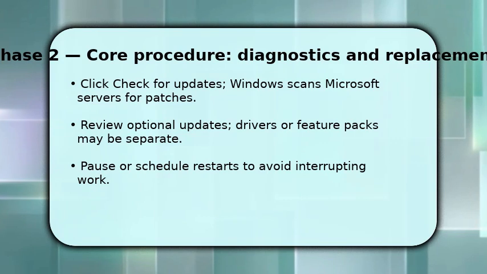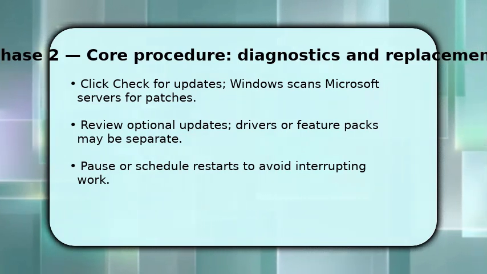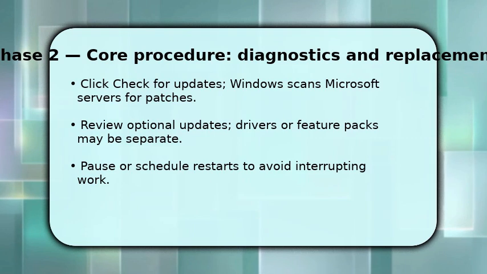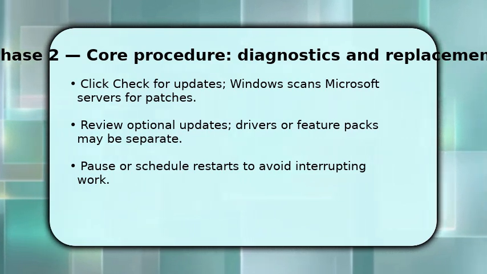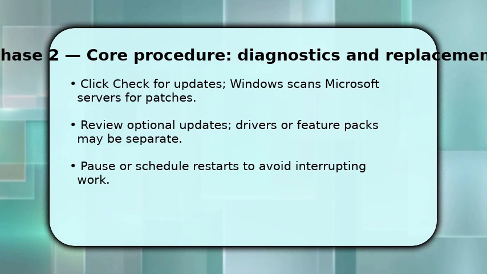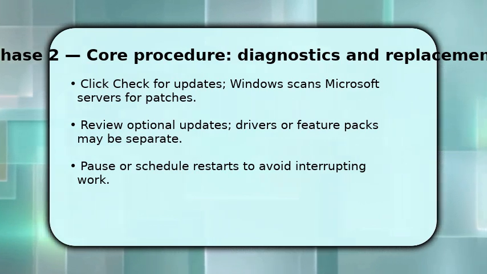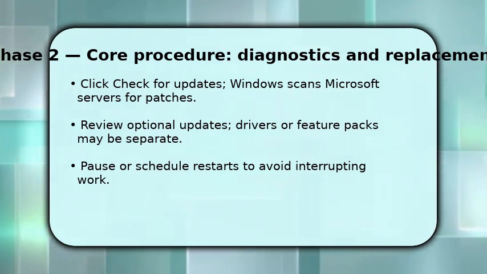Click Check for updates to trigger a scan. Windows contacts Microsoft to compare installed builds versus available releases. Once it lists updates, click Download. Optional updates like drivers appear separately, and you can choose them if needed.